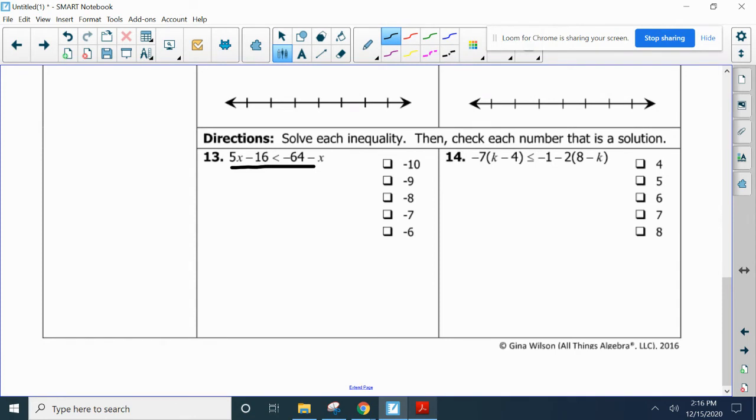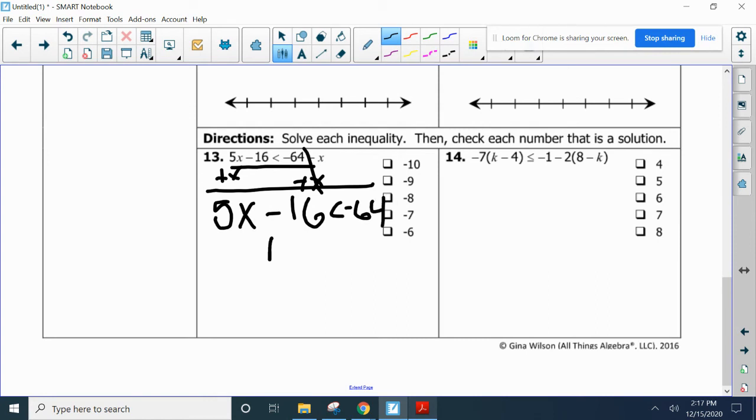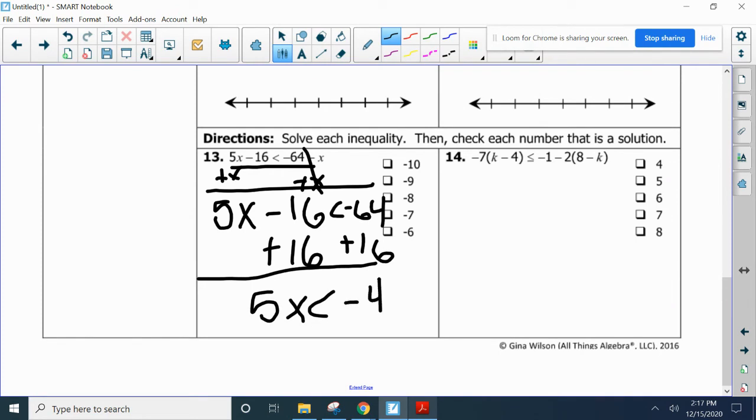All right, so did you solve it? Awesome. So our first step, there's no simplification, there's no distributing or combining like terms. So we would go ahead and move that x to the same side. So I'm going to add the x, but if you moved the 5x, you're going to get the same answer. So 5x minus 16 is less than negative 64. Then we're going to get rid of subtraction before multiplication. So plus 16, plus 16. So 5x is less than negative 48 because we're going to subtract and keep the bigger sign.